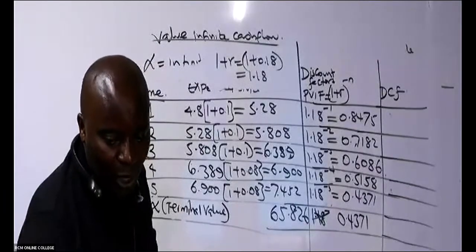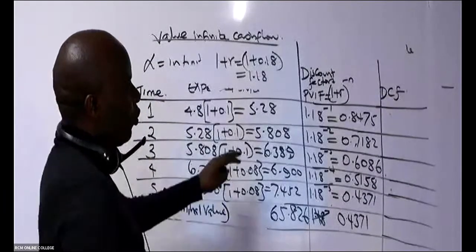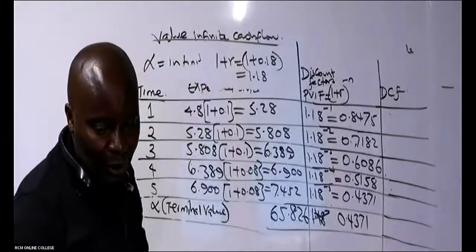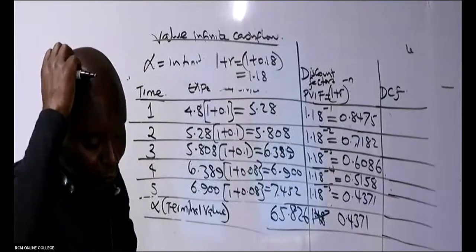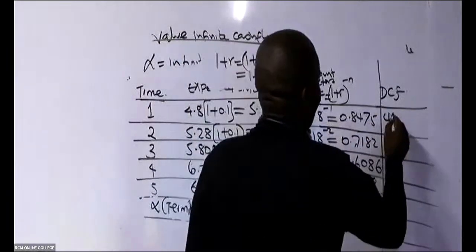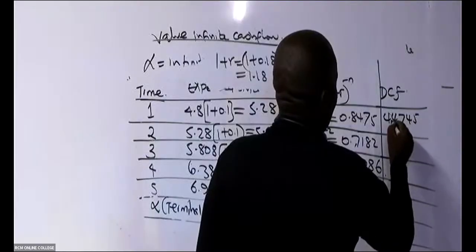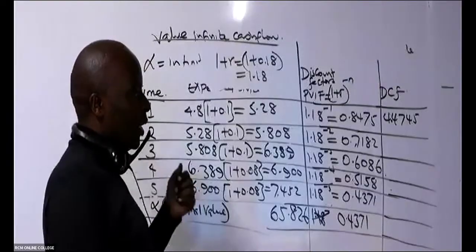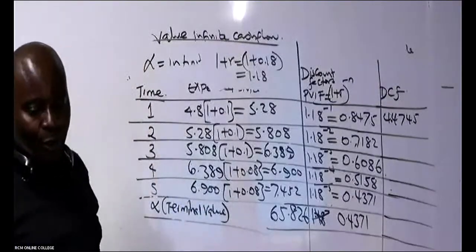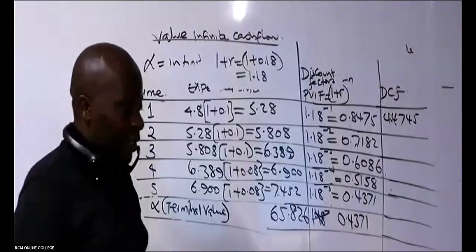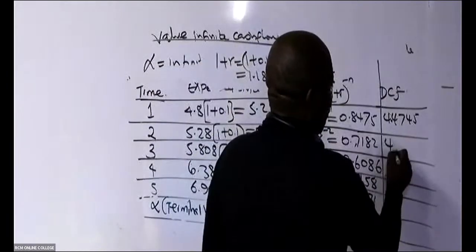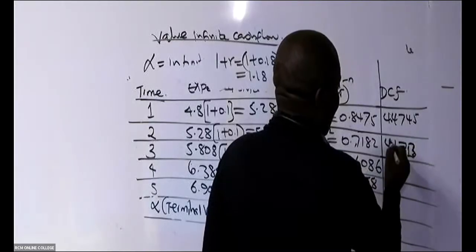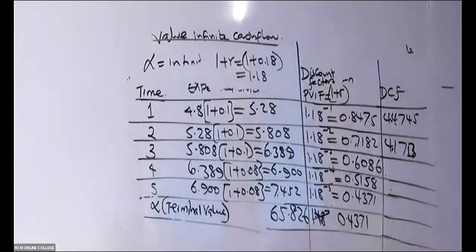All right, so now we are multiplying. The first one will be this multiplied by this discount factor, which in this case here, somebody is giving me 44,745 with a decimal there. Thank you so much. The second one will be 5808 times 0.7182. 41,713. Decimal there.